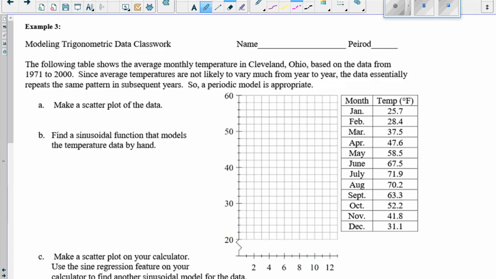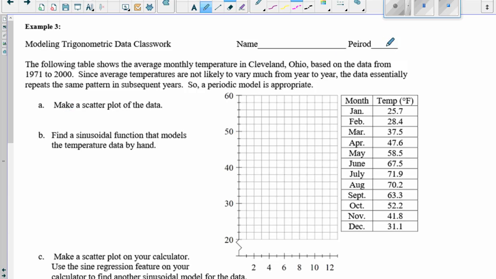So we're going to do example 3, which is modeling trigonometric data, again, for something that has to deal with temperature and the weather. So this says the following table shows the average monthly temperature in Cleveland, Ohio, based on the data from 1971 to 2000. Since average temperatures are not likely to vary much from year to year, the data essentially repeats itself the same pattern in subsequent years. So a periodic model is appropriate.